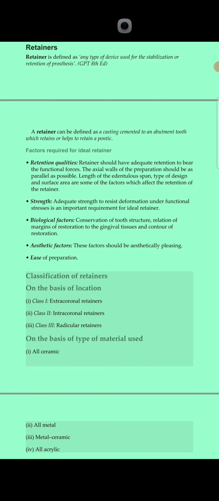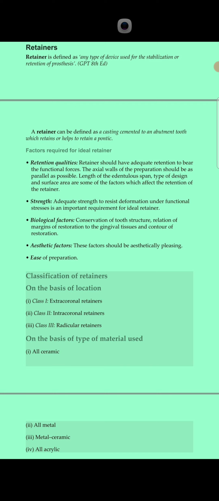Next is the aesthetic factor. In the aesthetic factor, the retainer should be aesthetically pleasing, because the retainer is a crown. Next, the last factor is the ease of preparation. There should be ease of preparation to make the retainer, meaning there are no difficult steps in formation of the retainer. These are the factors required for an ideal retainer.